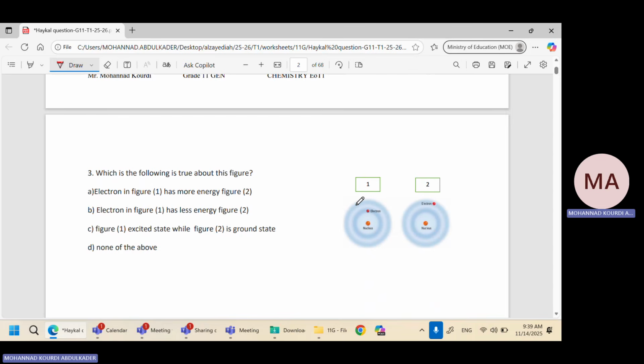So, the third question will be about figures, okay? Which of the following is true about this figure 1 and 2? So, we have 3 wrong answers and 1 correct answer. As you see here, this is the sketch of the ground state. And this is the excited.